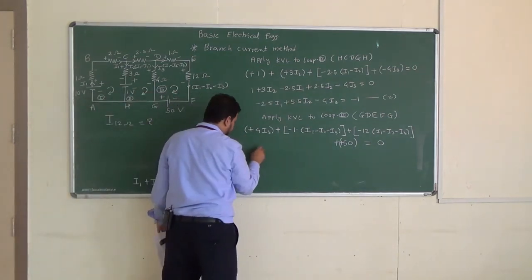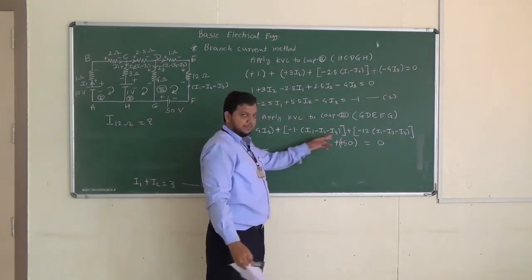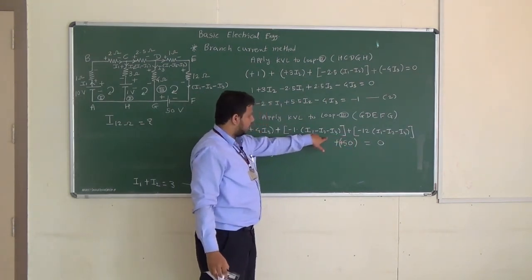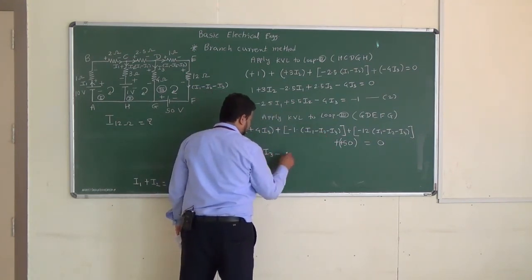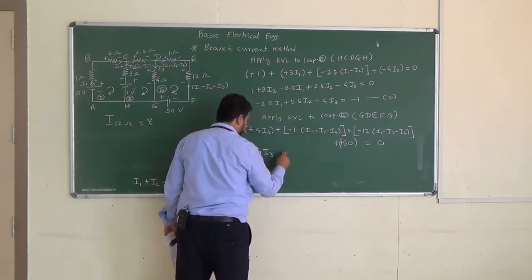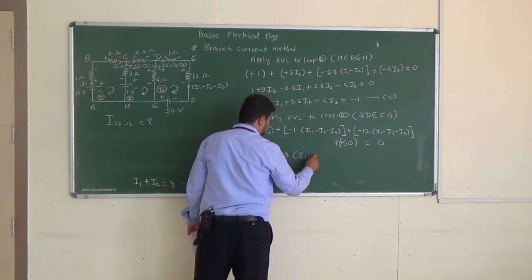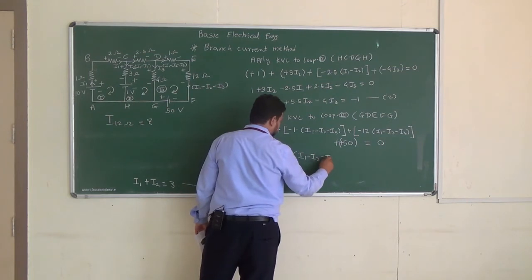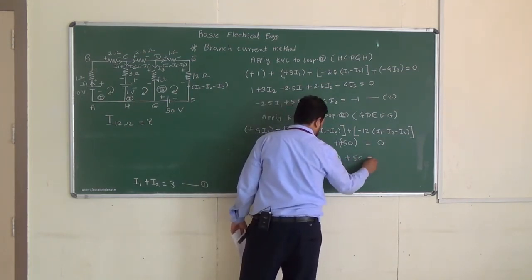So if you simplify, 4I3 as it is. Now in this second and third term, minus I1 minus I2 minus I3 is common, so we can take that term as common. So minus 12 and minus 1 will be minus 13 in bracket (I1 minus I2 minus I3) plus 50 equal to 0.